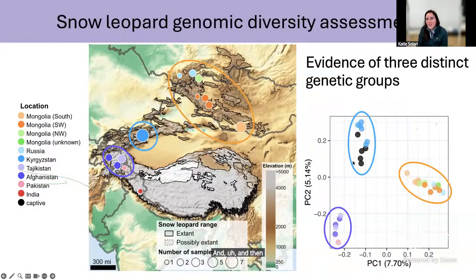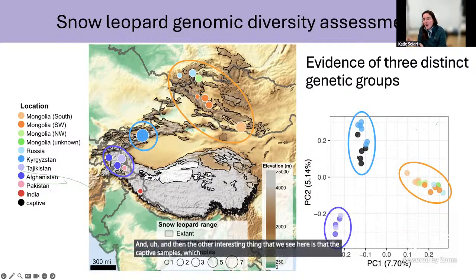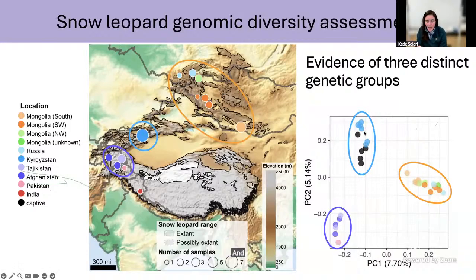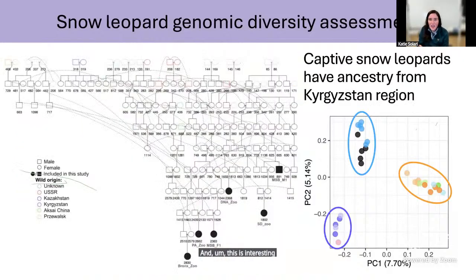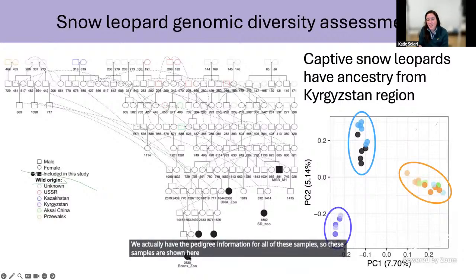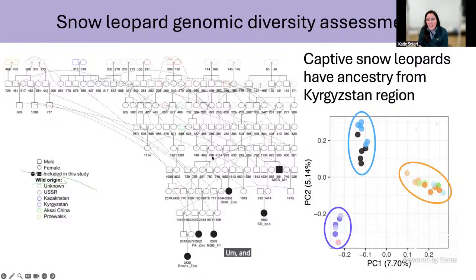And then the other interesting thing that we see here is that the captive samples, which are zoo samples from the U.S. and Europe zoo population, are falling really closely with the Kyrgyzstan group. This is interesting because we actually have the pedigree information for all of these samples. These samples are shown here and filled in black. And first of all, we can see that they're genetically related to each other.